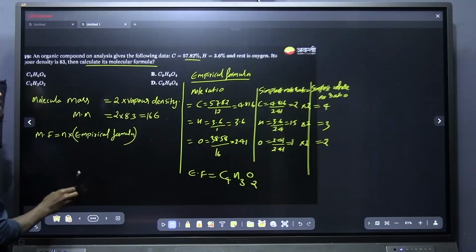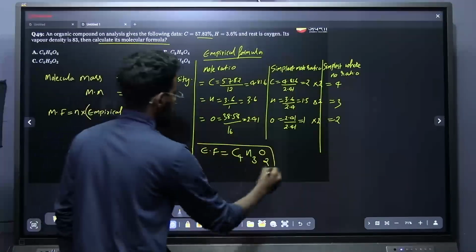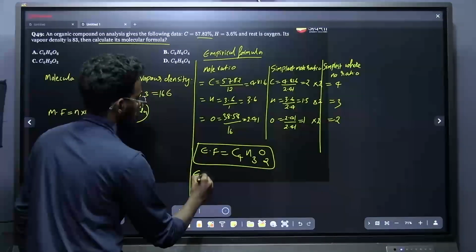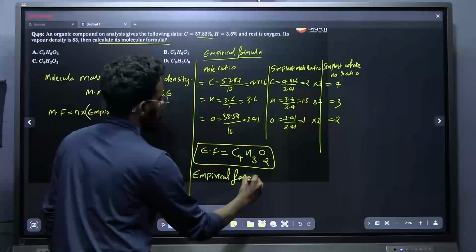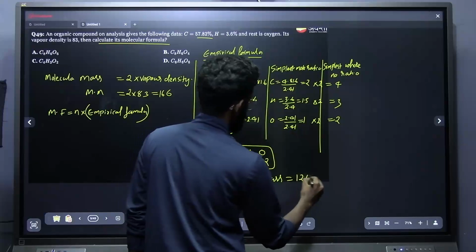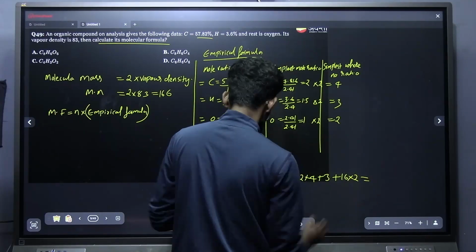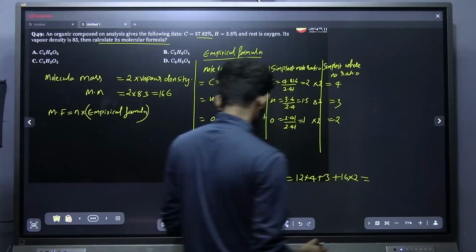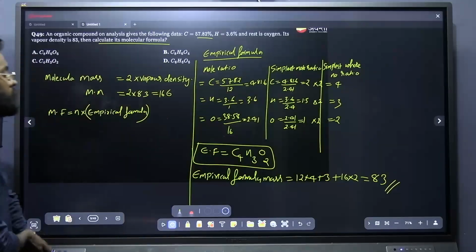We have to find out the empirical formula mass. What is the empirical formula mass? 12 into 4 plus 3 plus 16 into 2. What is the empirical formula mass coming? It is coming 83. Empirical formula mass we got 83.